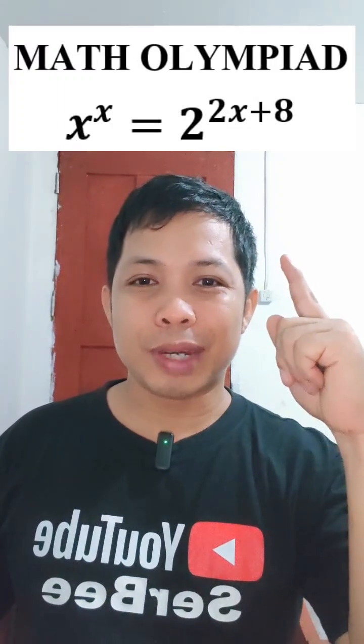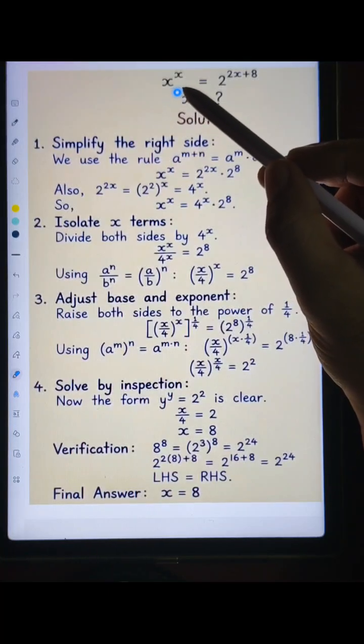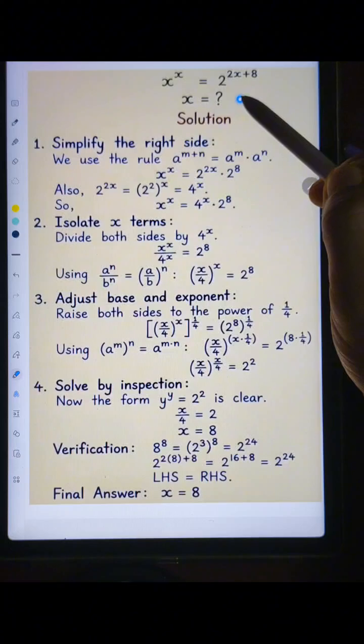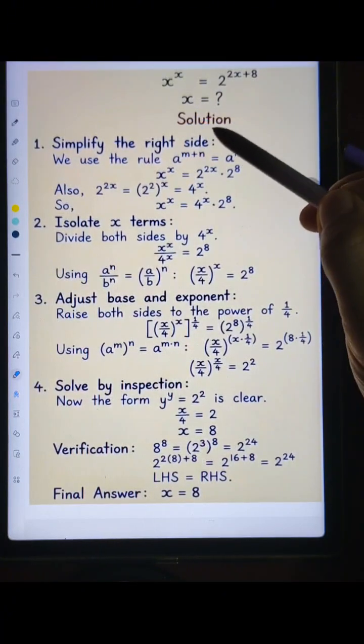Can you solve this Math Olympiad question? So we have this Math Olympiad question: x raised to x equals 2 raised to 2x plus 8. And we are asked to find the value of x. So here is the solution.